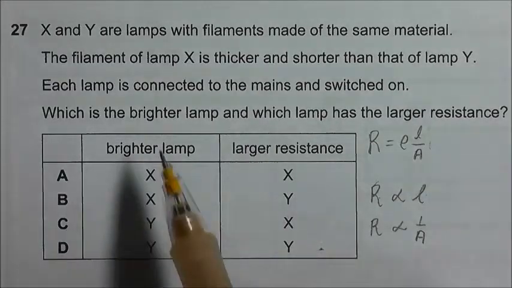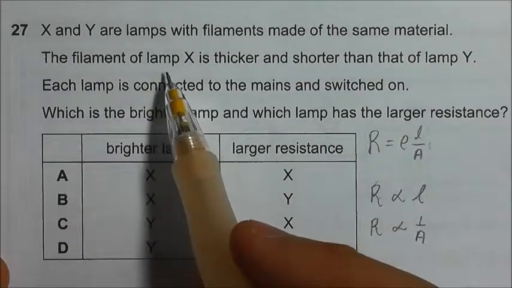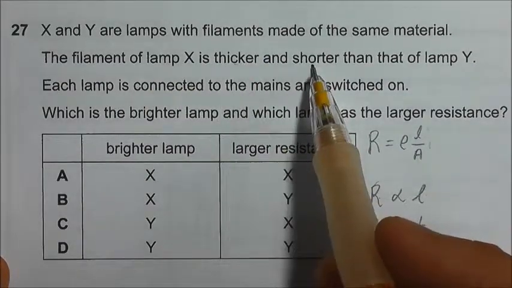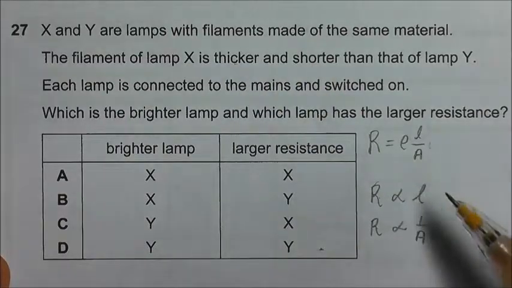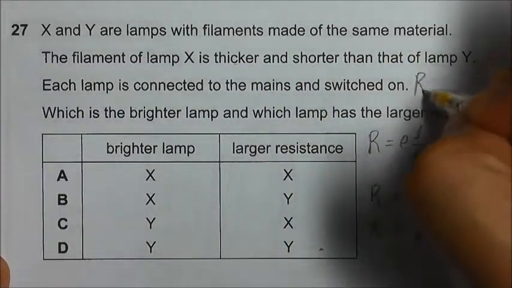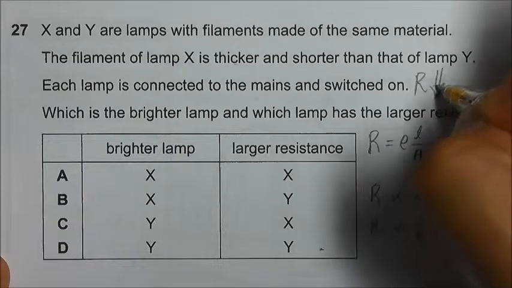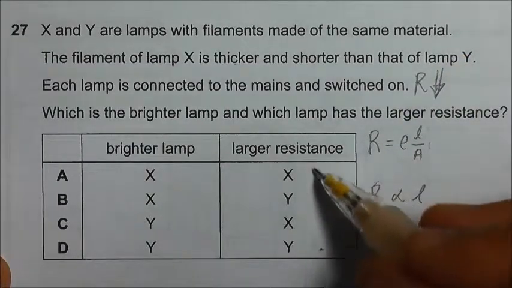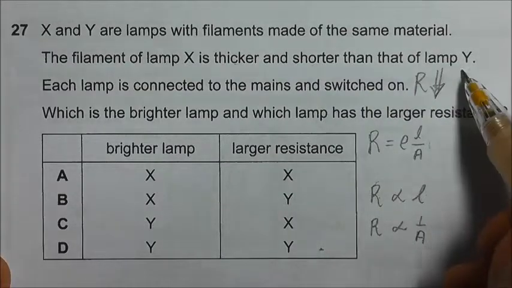So in this case, we have a filament of length X. It is thicker and shorter. So thicker and shorter means that the resistance is going to be much lower. So the larger resistance here should be Y.